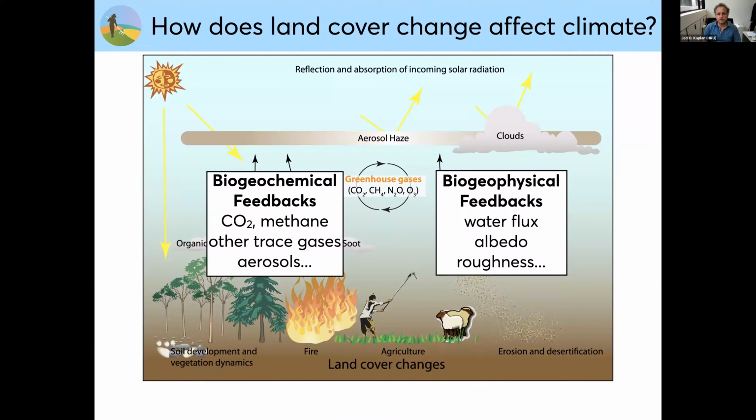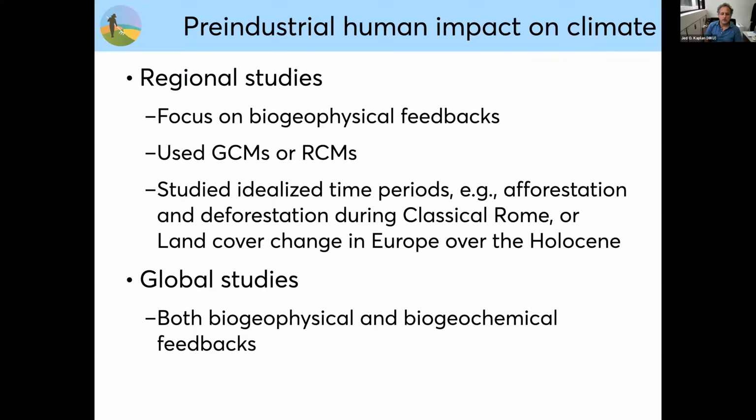So now, returning to the way in which this land use affects climate, I want to give you a few examples of work that we have done to try to quantify these biogeochemical and biogeophysical feedbacks. We've done a series of different types of studies. We've done regional studies where we focused mainly on the biogeophysical feedbacks. How did changing from forest into grassland or pasture or cropland affect climate locally?